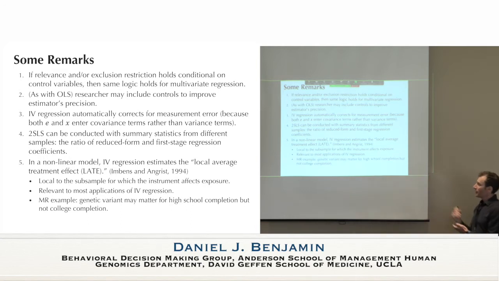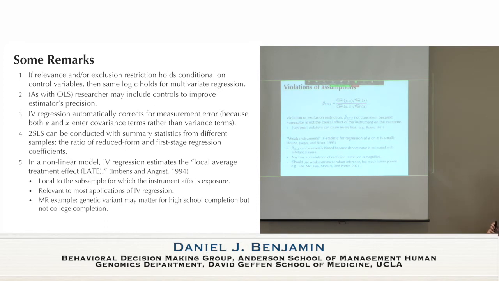So this can also matter for Mendelian randomization. If we use a genetic variant for educational attainment, some genetic variants might matter for your high school completion. A different genetic variant might matter for your college completion. And those are potentially going to give you different causal effects.